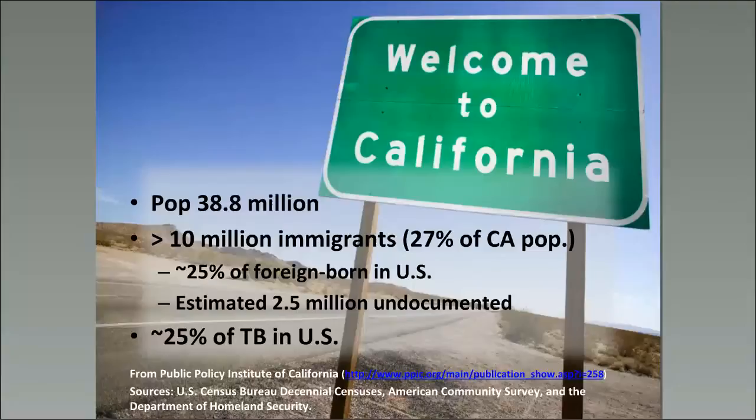So let me tell you a little bit about the context of the populations in California and our TB epidemiology. We have about 39 million residents. 10 million of them were born in other places outside the United States. The foreign-born comprise about 27% of the total population in California, and about a quarter of the foreign-born population in the United States.